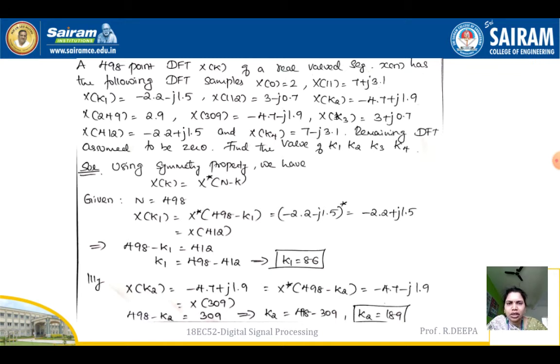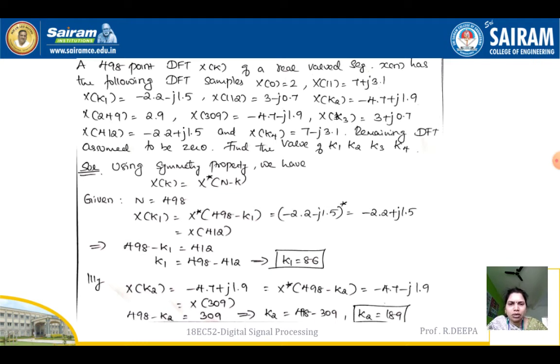So what is x of k2 given? Minus 4.7 plus j 1.9, and if you take conjugate of this, it is equal to x of 309. So 498 minus k2 is equal to 309, and simplify and write what is k2. So k2 becomes 498 minus 309, which is 189. So k2 is equal to 189.